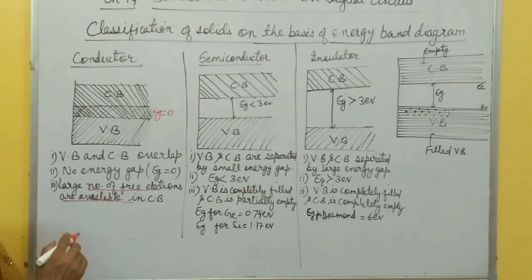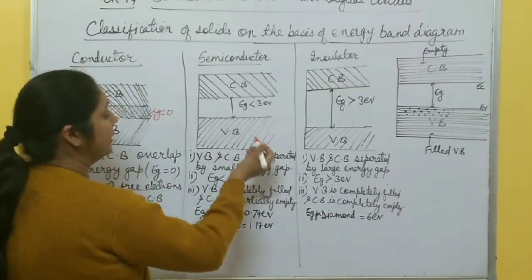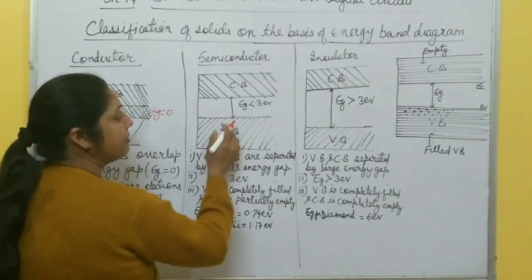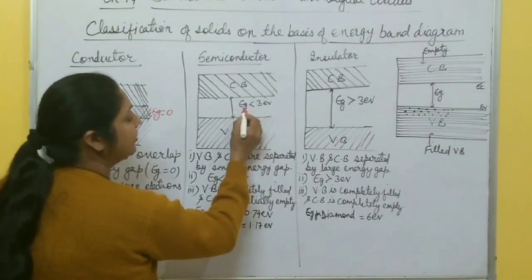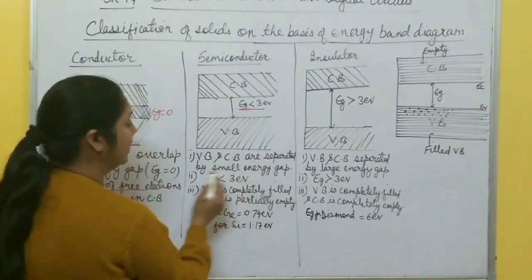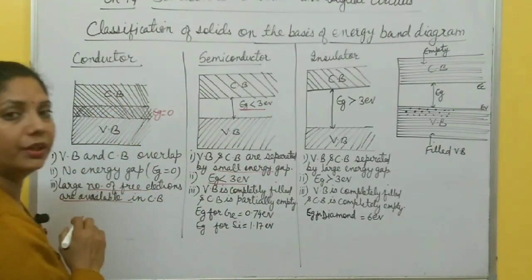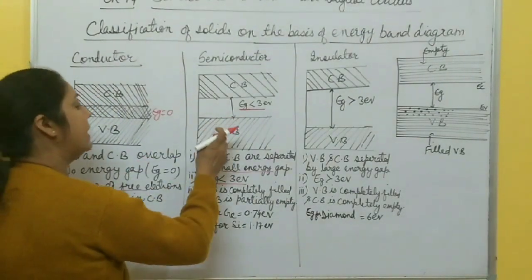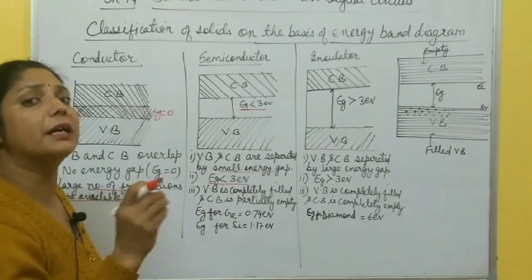Hence, conductors have good electrical conductivity, right? Next, semiconductor. In a semiconductor, the valence band and conduction band are separated by a small energy band gap, less than 3 electron volt. What happens? Here the valence band is completely filled and the conduction band is partially filled and partially empty.